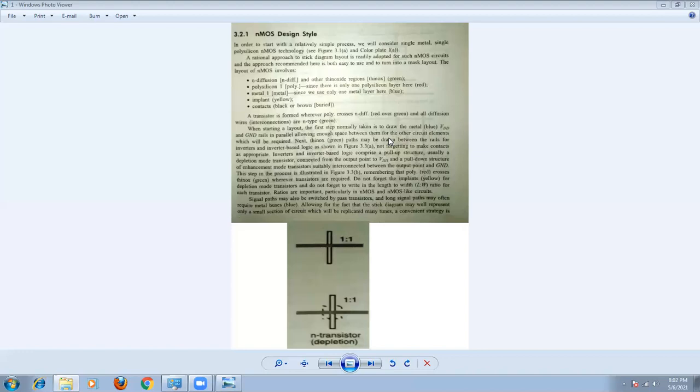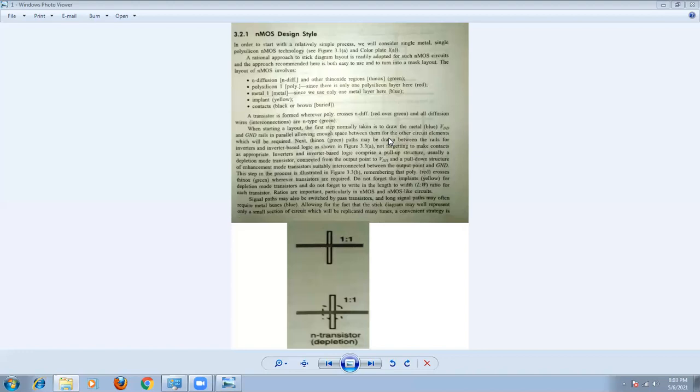Okay. Similarly, we have another layer called polysilicon. Basically, polysilicon is used to identify the gate of the transistors. Therefore, in the stick diagram and also in the layout diagram, this polysilicon plays a very important role. The color code for polysilicon is red color. We are going to use the red color to identify the polysilicon.